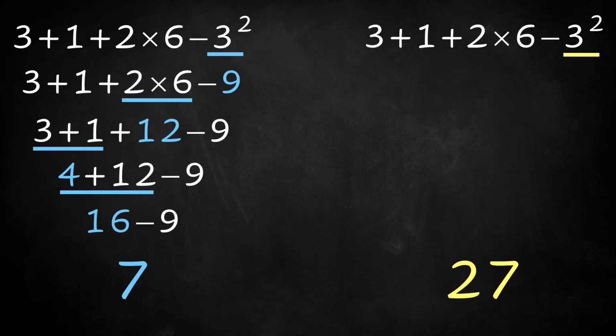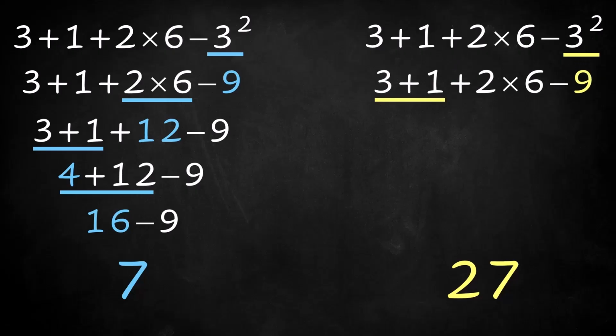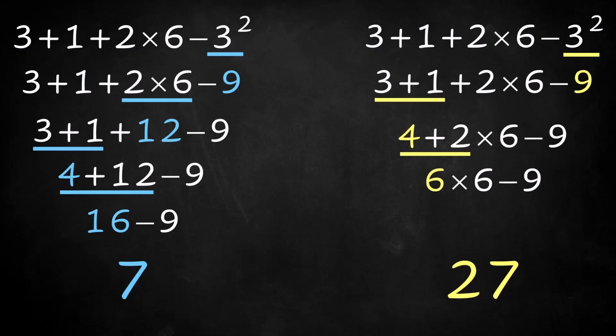The second person also started with the exponent, which makes sense. You got to know what that is. So they got the same line. Then they started with this 3 plus 1, got 4 plus 2 times 6. Then they did the 4 plus 2. They're just moving from left to right, doing whatever is coming up in the front. They end up with 6 times 6 minus 9. They did the 6 times 6, that's 36, and 36 minus 9 is 27.